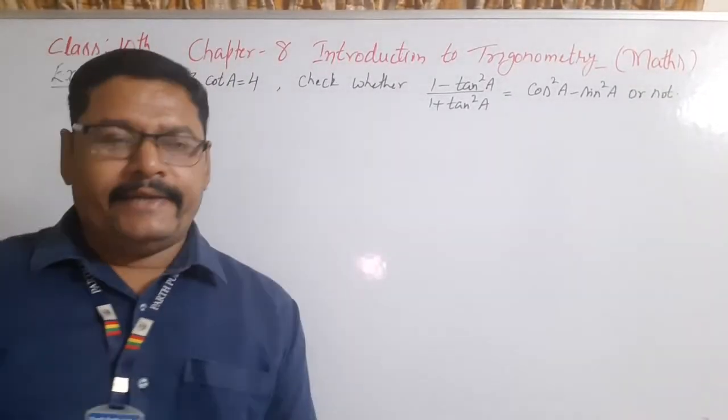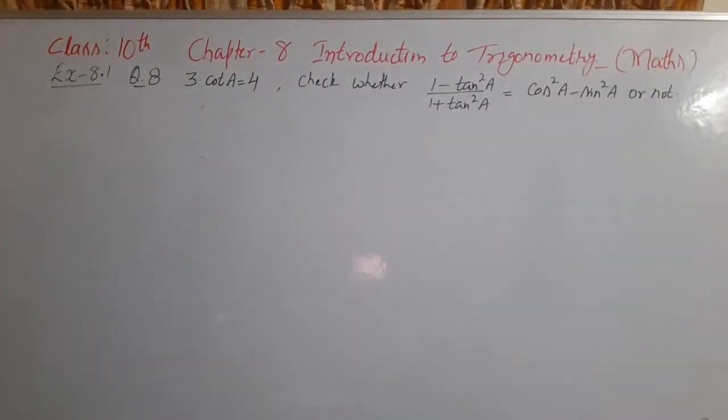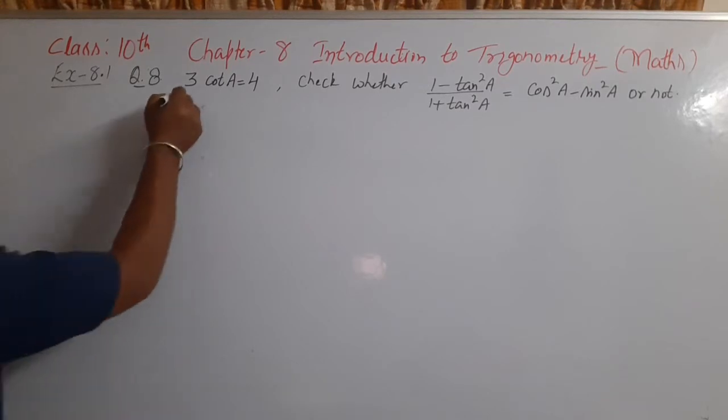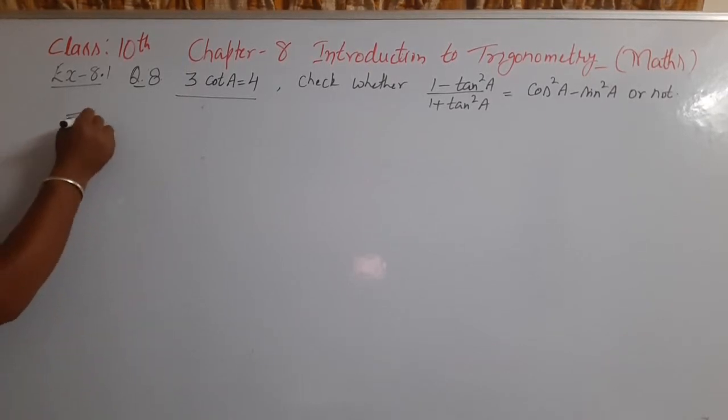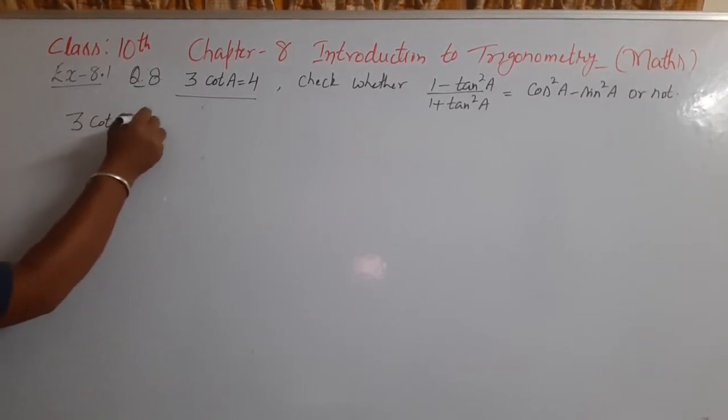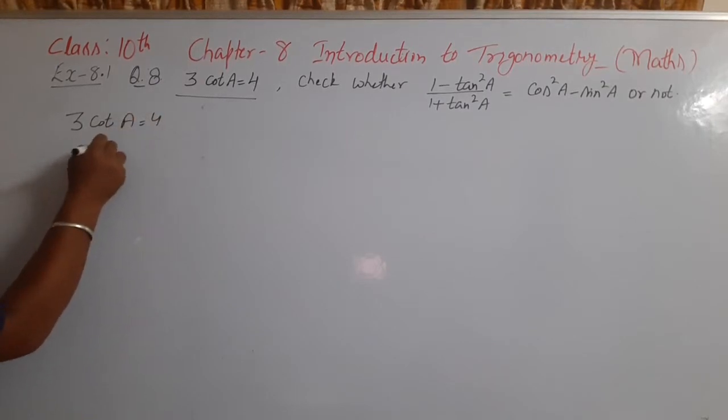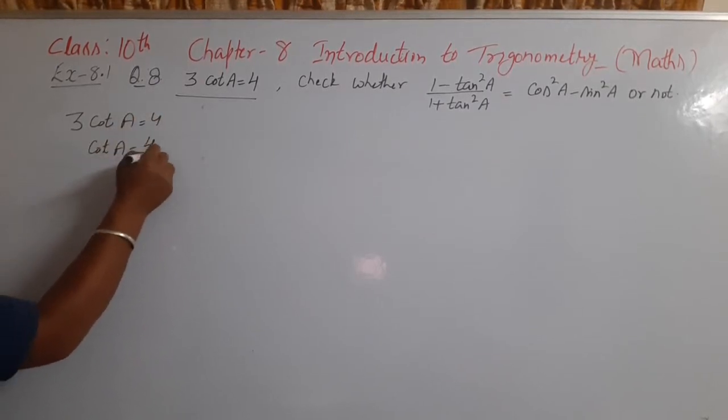Okay, students, let us do question number 8 of exercise 8.1. In this, the value of 3 cot A has been given, and we know how to find the value of cot A from here. 3 cot A is equal to 4. It means that cot A is equal to 4 upon 3.